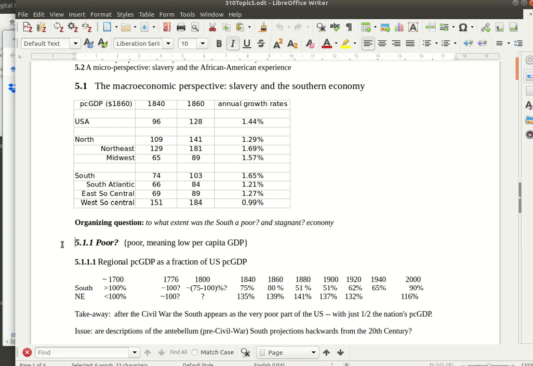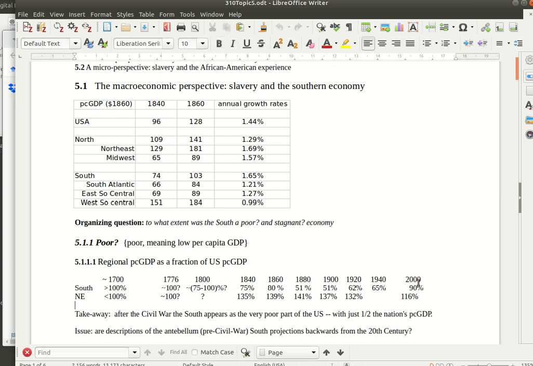All right, instead, let's start with the question, was the antebellum South a poor economy? Note antebellum: ante, before, bellum, war. Antebellum is the general term for the South in the period from about 1810 or 20 up to 1860, the Civil War unfolding shortly after that. Okay, was the South poor?